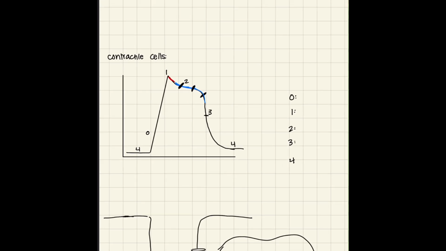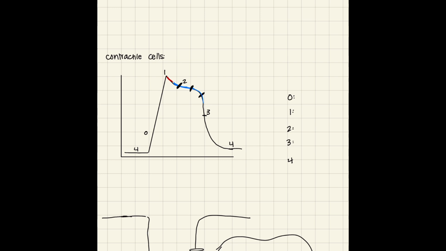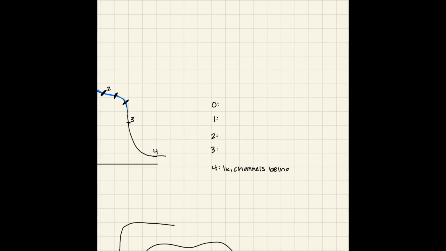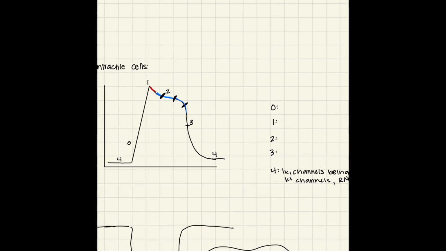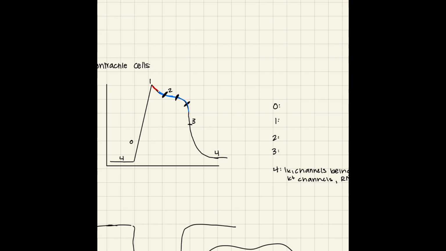Then in contractile cells, the mechanism is entirely different. It's really upsetting. Some of the steps are the same, but not really. Phase 4 is caused by IK1 channels being open. These channels are potassium channels, and they make it so that the resting membrane potential is basically the Nernst potential, roughly negative 90 millivolts, which is pretty much the Nernst potential for potassium.